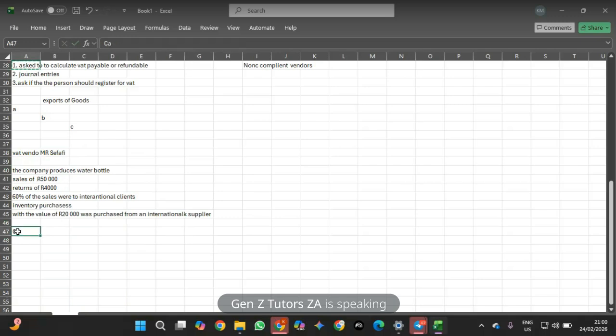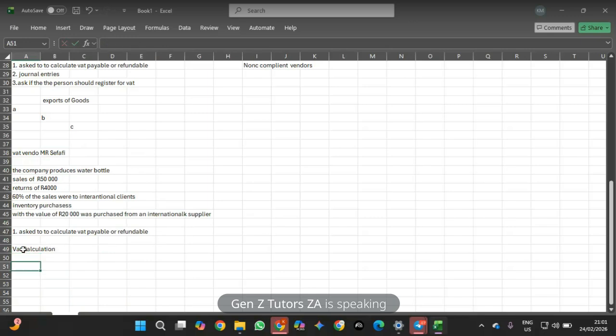That's the question. So right now you are asked to calculate this. This is your question one. Asked to calculate the VAT payable or refundable of Mr. Sefafi. What you're going to do is going to be straightforward. You're going to say VAT payable or VAT calculation, and this is how you answer your VAT calculation questions.